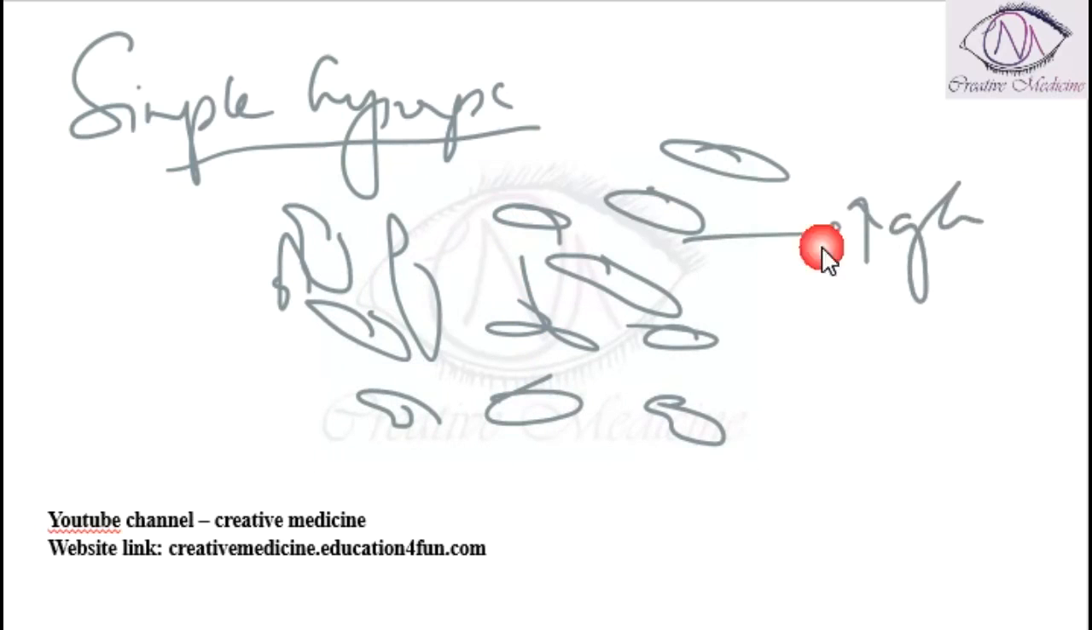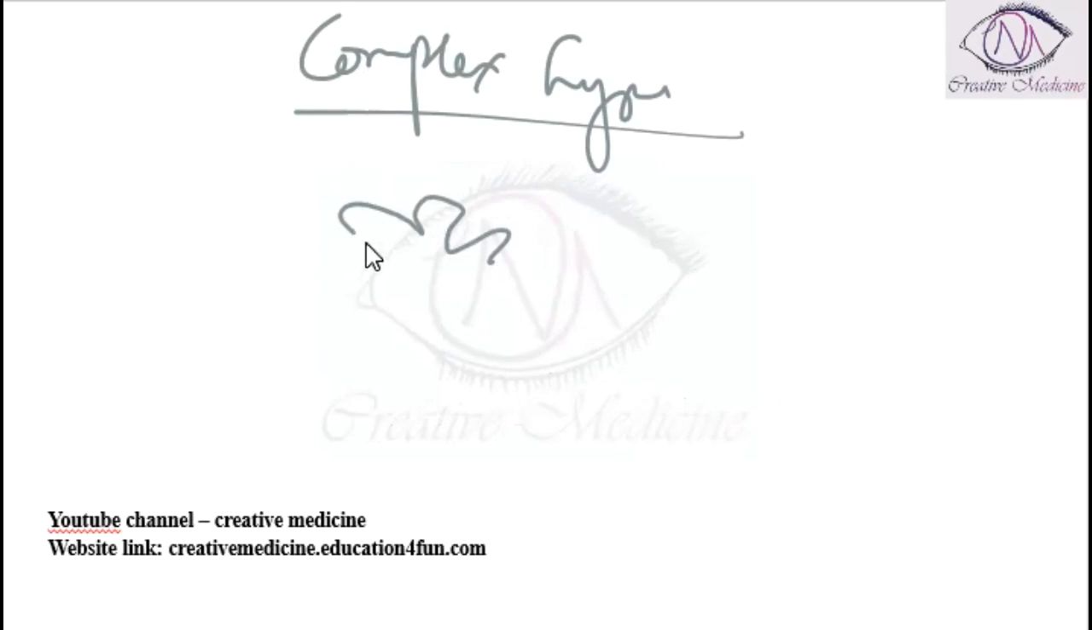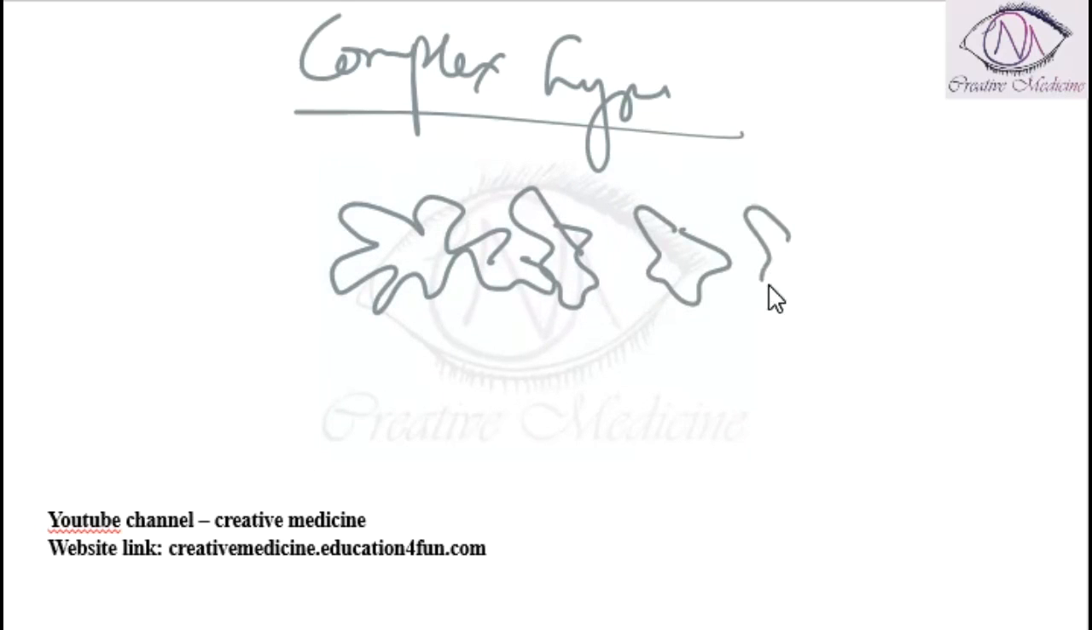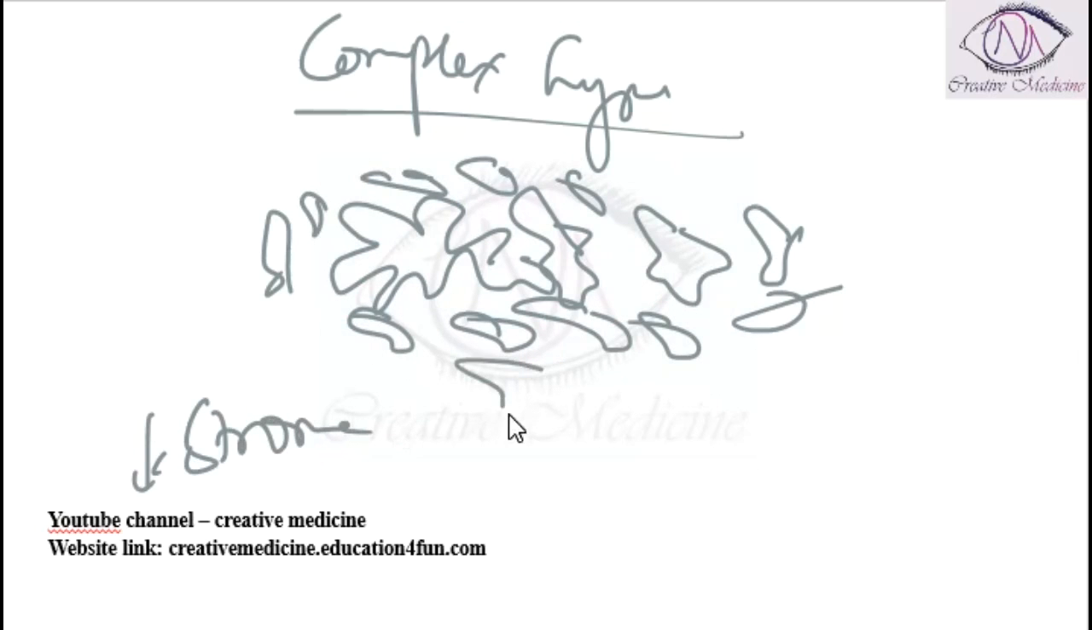Then complex hyperplasia. In complex hyperplasia, the increase in glands is high, leading to overcrowding of the glands. There is a back-to-back arrangement of glands and the stroma decreases significantly. This is complex hyperplasia. In complex hyperplasia, the glands are curved and convoluted.